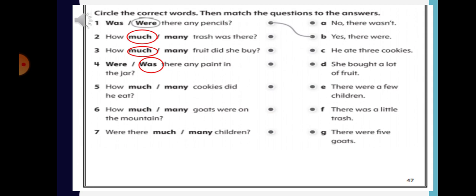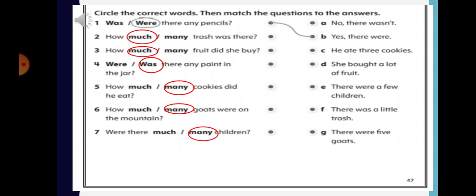Number 5. How much or many cookies did he eat? Cookies, I can count the cookies, right? So I'm going to use much or many? Many. How much or many goats were on the mountain? Goats, can we count the goats? Yes, we can count them. So much or many? Yes, many. Number 7. Were there much or many children? Can we count the children? Yes, we can count them. So much or many? Super, I'm going to use many.